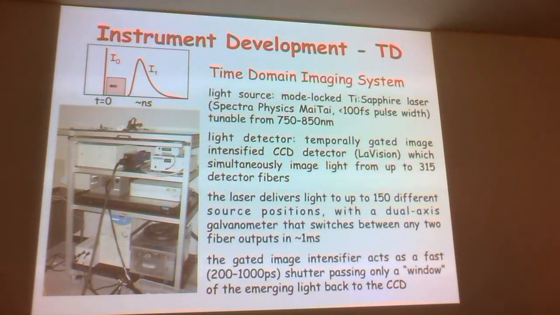Right? And for me to measure the whole temporal point spread function, what I have to do is just change the delay of that gate on the image intensifier. And then I can build up a measurement of my temporal point spread function for more than 100 different fibers.